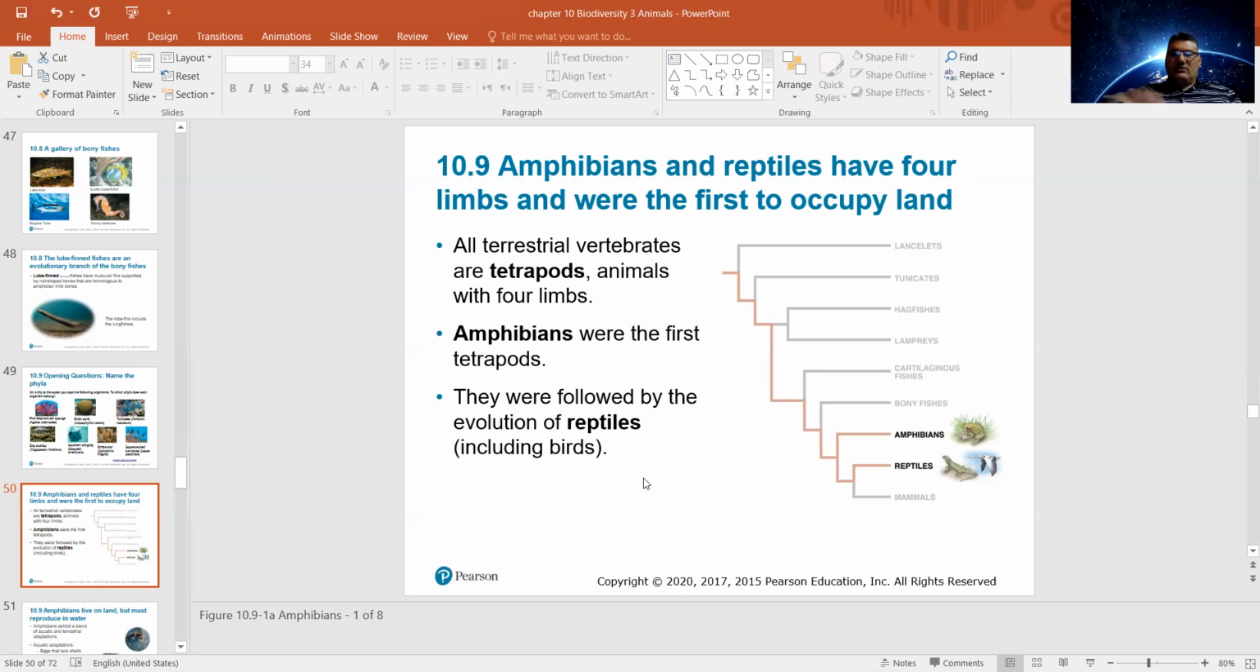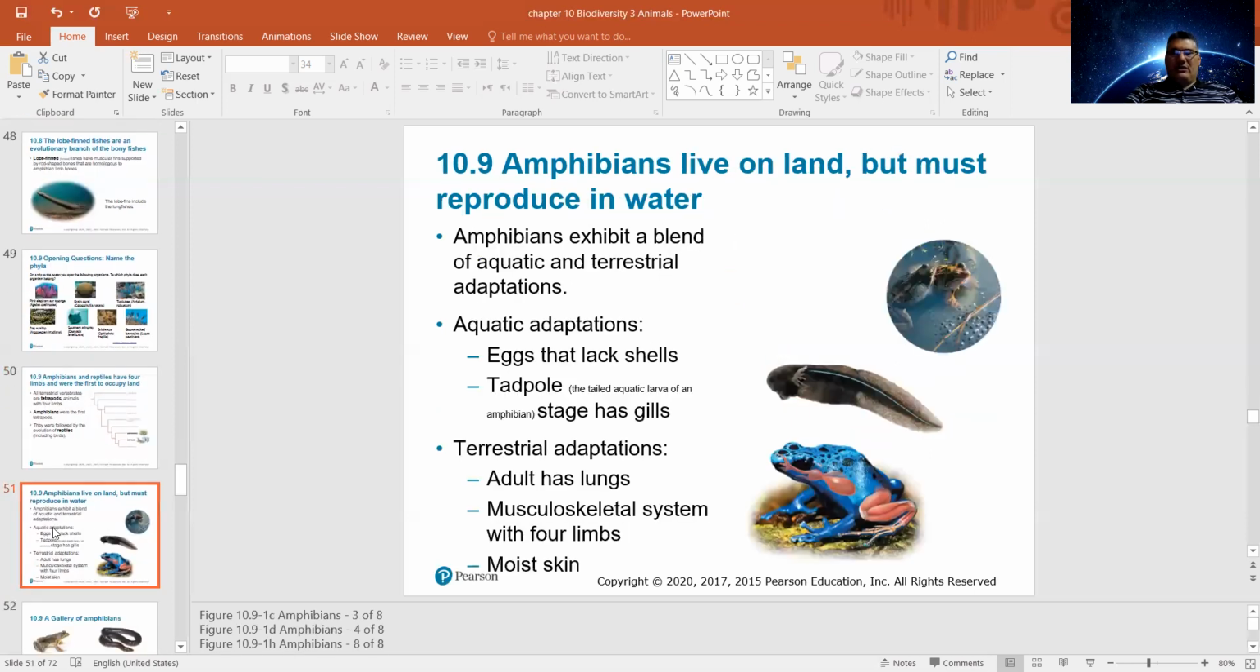Amphibians will be followed by reptiles, and reptiles also include the birds. But we're talking about amphibians now. Amphibians means anything that lives both on land and in the water. They live on land, but when they try to reproduce, they have to go to the water. So it is aquatic and terrestrial at the same time. They have both adaptations. They can stay inland, they can stay in the water.